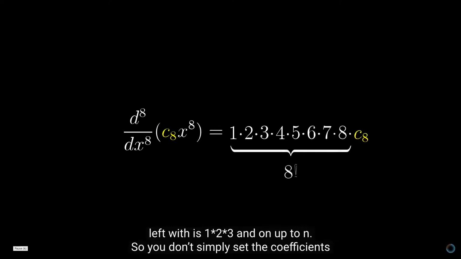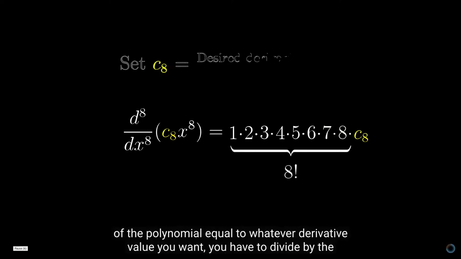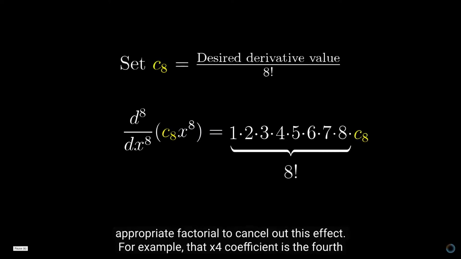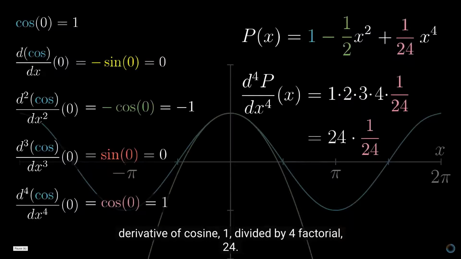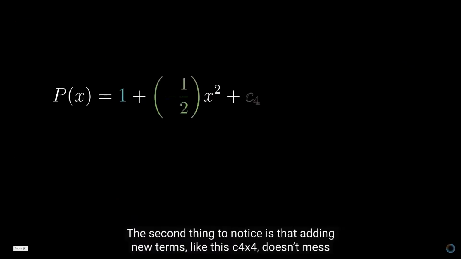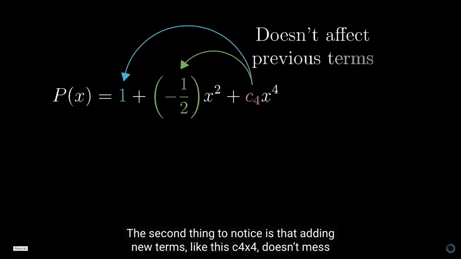So you don't simply set the coefficients of the polynomial equal to whatever derivative you want. You have to divide by the appropriate factorial to cancel out this effect. For example, that x to the fourth coefficient was the fourth derivative of cosine, 1, but divided by 4 factorial, 24.